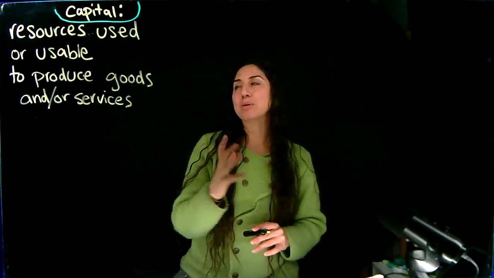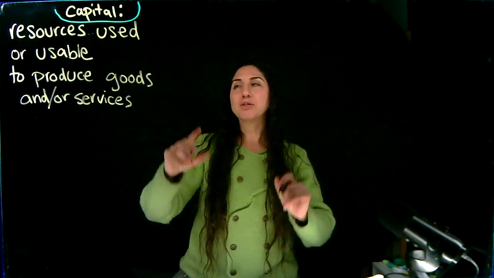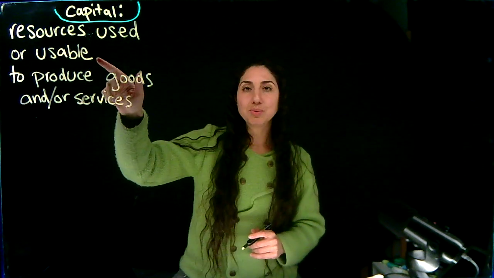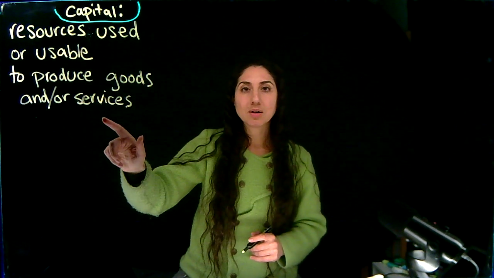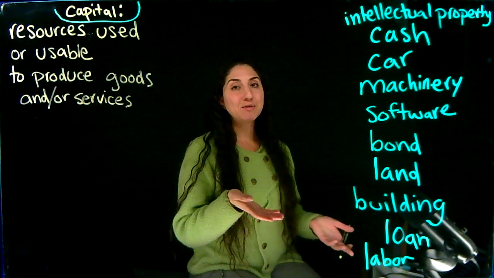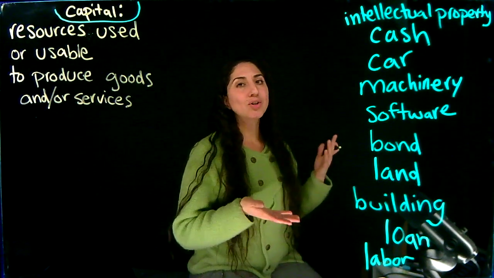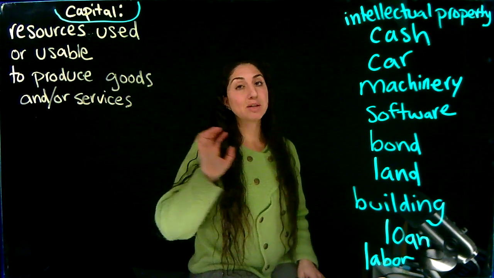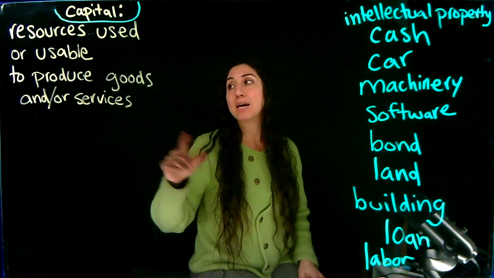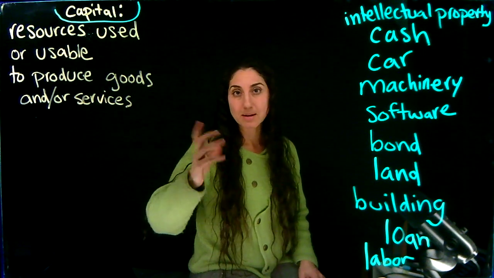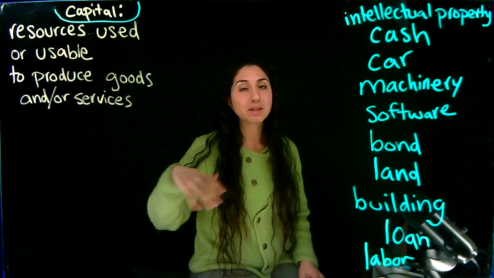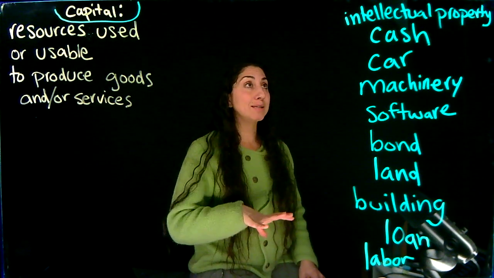Let's think of capital as resources that are either actually used or are usable to produce either goods or services. Here are some different examples that all count as resources that are either used or can be used in order to produce something, like a good, a product that you can buy and sell, or a service, something that you can offer or go and receive.